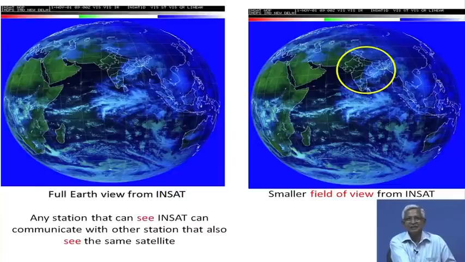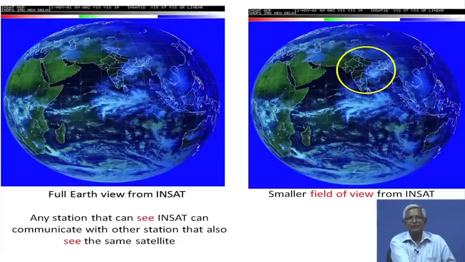A satellite is nothing but a repeater, with a smaller field of view. Why is it necessary? Because with a larger field of view, most of what you can see is ocean. If there is no requirement to communicate with some person in the ocean, there may be some small requirement later, but most of the customers or users are within the land mass, and if we specifically use it for India, we should cover India.